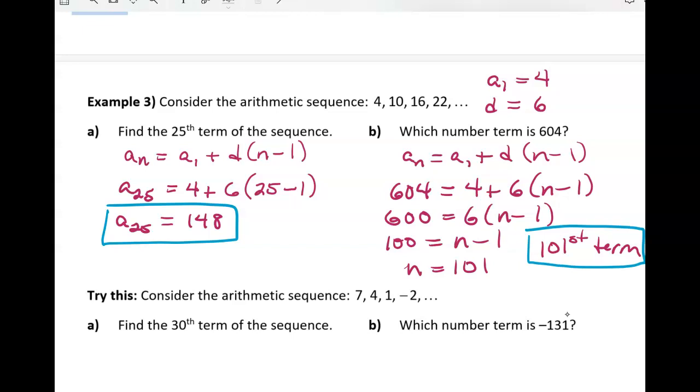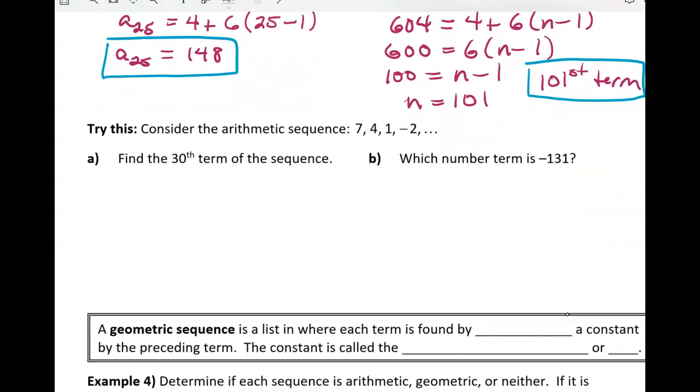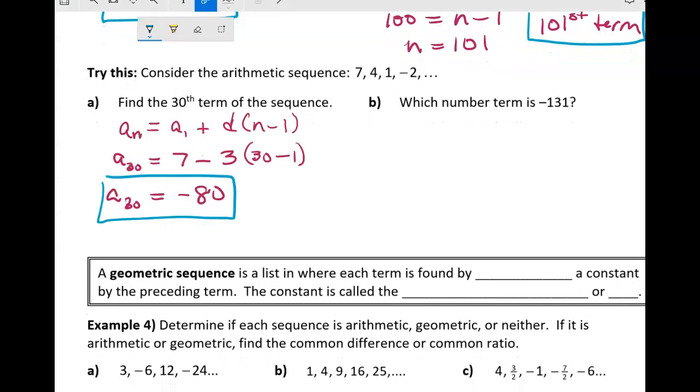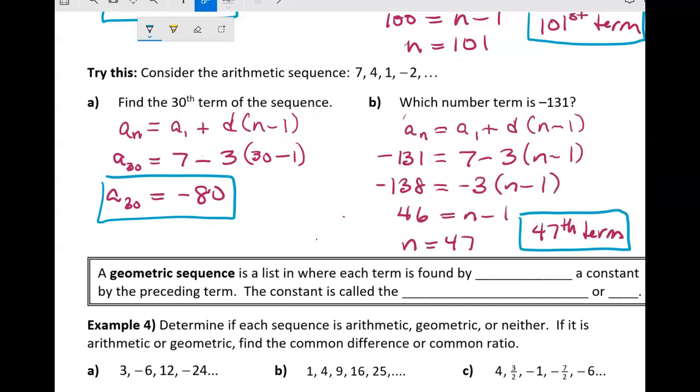All right, below, try A on your very own. Find the 30th term in this sequence. All right, you should have found that the 30th term is equal to negative 80. Now try B, where you're trying to find the term number. So we should have found that the 47th term is the one that equals negative 131.